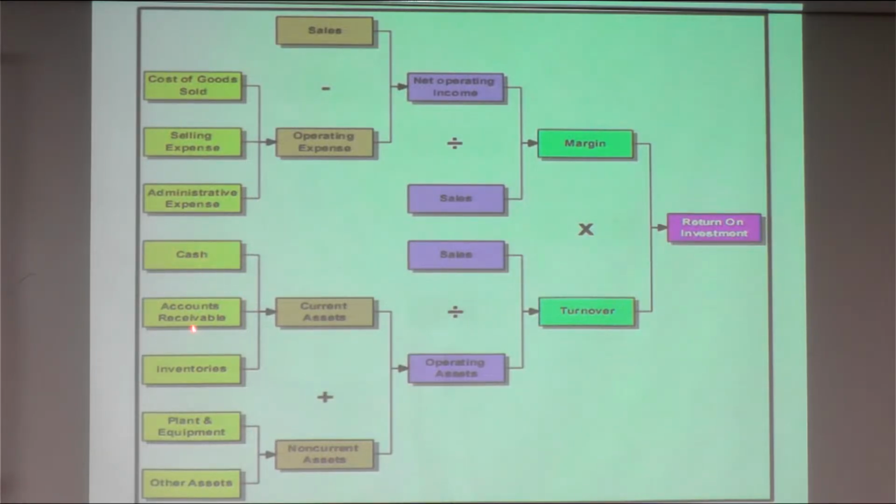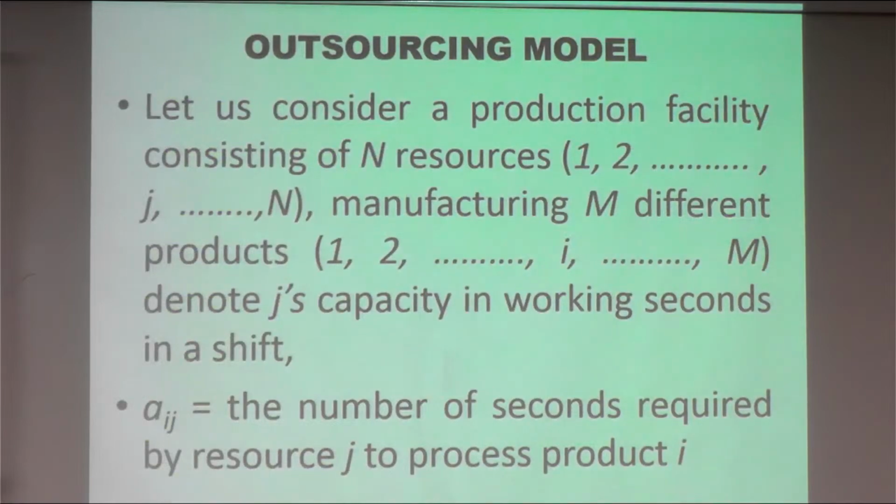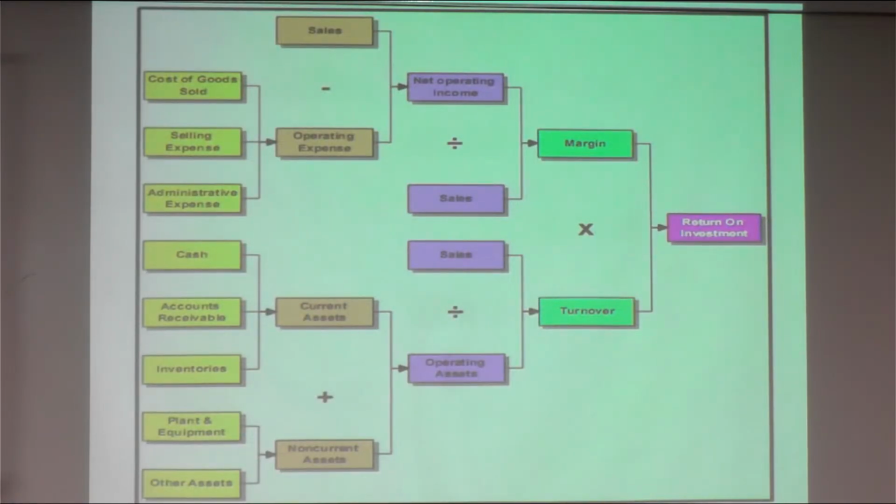Then cash, accounts receivable, inventories are current assets. Plant, equipment and other assets are non-current assets. The sum of these two, current and non-current, is operating assets. So sales divided by operating assets is turnover. So this is your ROI, return on investment. Okay. Now, we'll take a break of 2 minutes, then we'll go to another area.